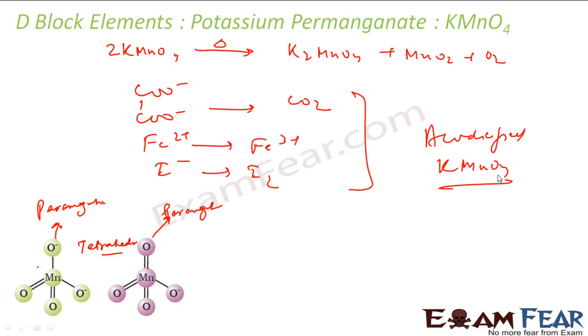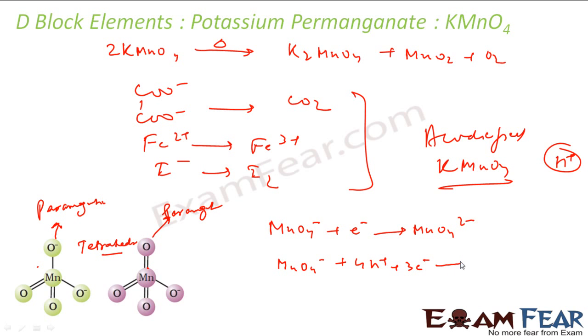Now why acidified? See, acidified means what? H plus, right? So if you talk about MnO4 minus ion, this will take one electron and it will become MnO4 2 minus ion. We have seen this. Now this MnO4 minus ion, in presence of H plus, it will take 3 electrons and become MnO2 and 2H2O. The same MnO4 minus ion, in the presence of more acid, 8H plus, will take 5 electrons and become Mn2 plus and 4H2O.